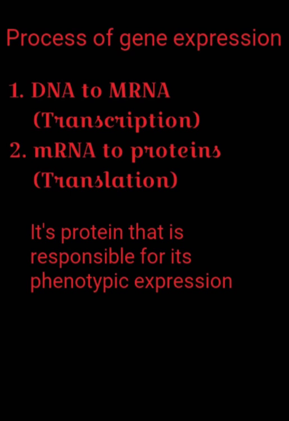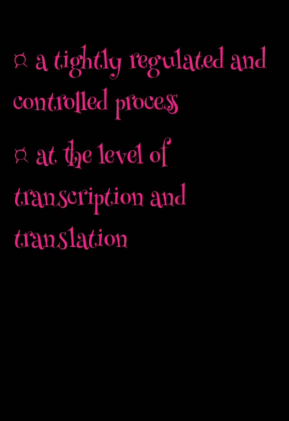So, the processes of gene expression. What is required for a gene to express? Gene expression requires transcription and translation. We know transcription is when our DNA forms mRNA by using the transcriptional machinery or apparatus. And the next is translation. Translation is when whatever mRNA has been formed will further be converted into protein molecules, and that is known as translation. So gene expression is a very tightly regulated and controlled process.